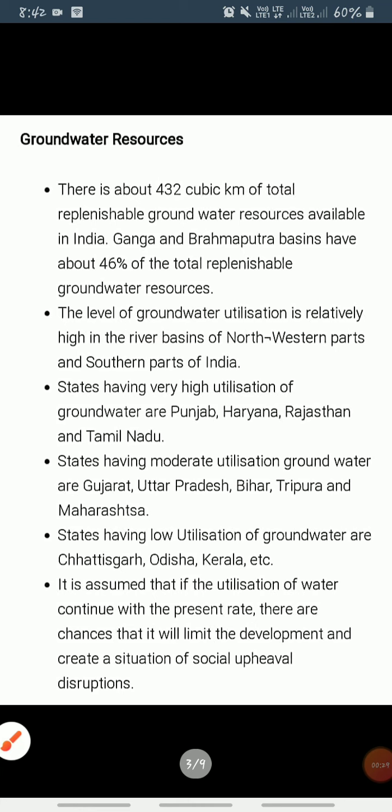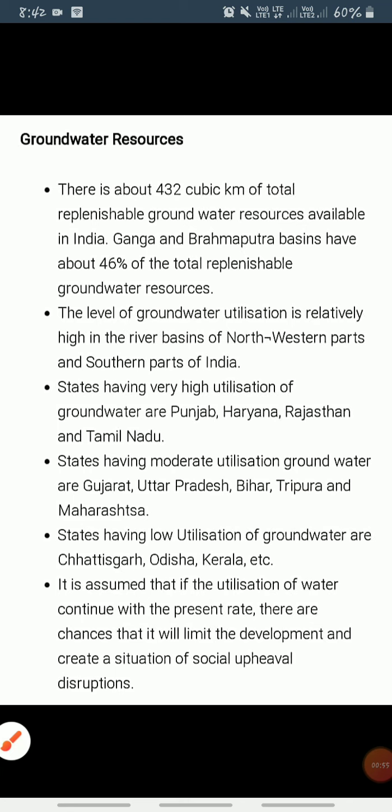The total replenishable groundwater resources in the country are about 432 cubic kilometers. If we talk about the Brahmaputra basins or the Ganga basins, they have about 46% of the total replenishable groundwater resources.